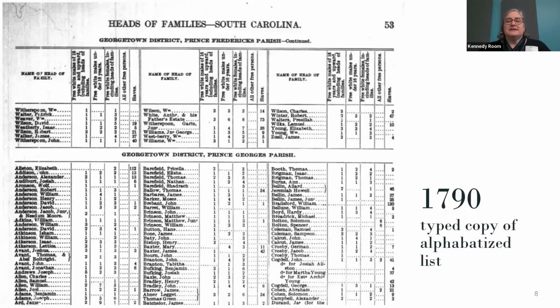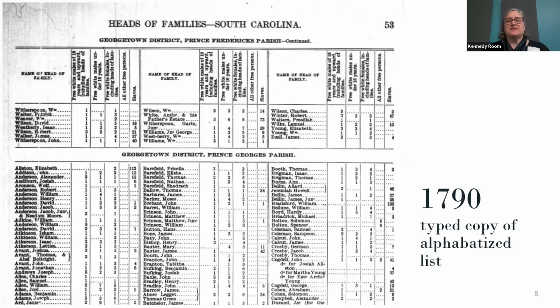You also get a typed copy of the alphabetized list published for many of these early censuses. I'm not going to show you this for every one of the censuses with these indexes and with the lists, but just know that they do exist, and you may be able to find your people in a multitude of ways. And sometimes it's easier to look at the book for extremely creative spelling. Let's just put it that way.